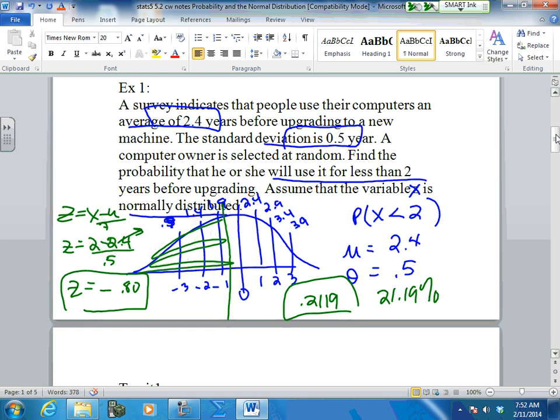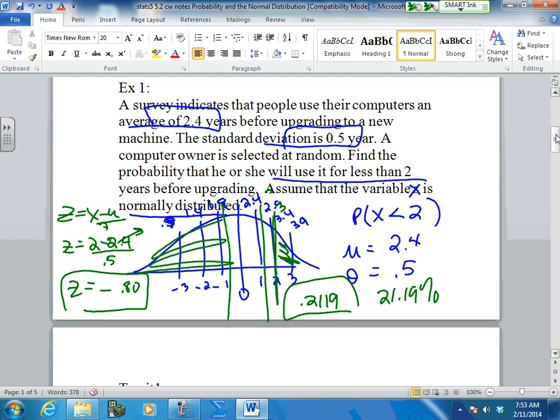Okay? So all we did today was take a scenario, give it the x value, convert that to a z-score, and then do the same thing we did yesterday. If we want to know what the probability is that they used it for more than 3 years, we come here to your 3, and we put this in your z-score formula. If we want it to the right, what do we do once we look up your z-score? Subtract your area from 1.